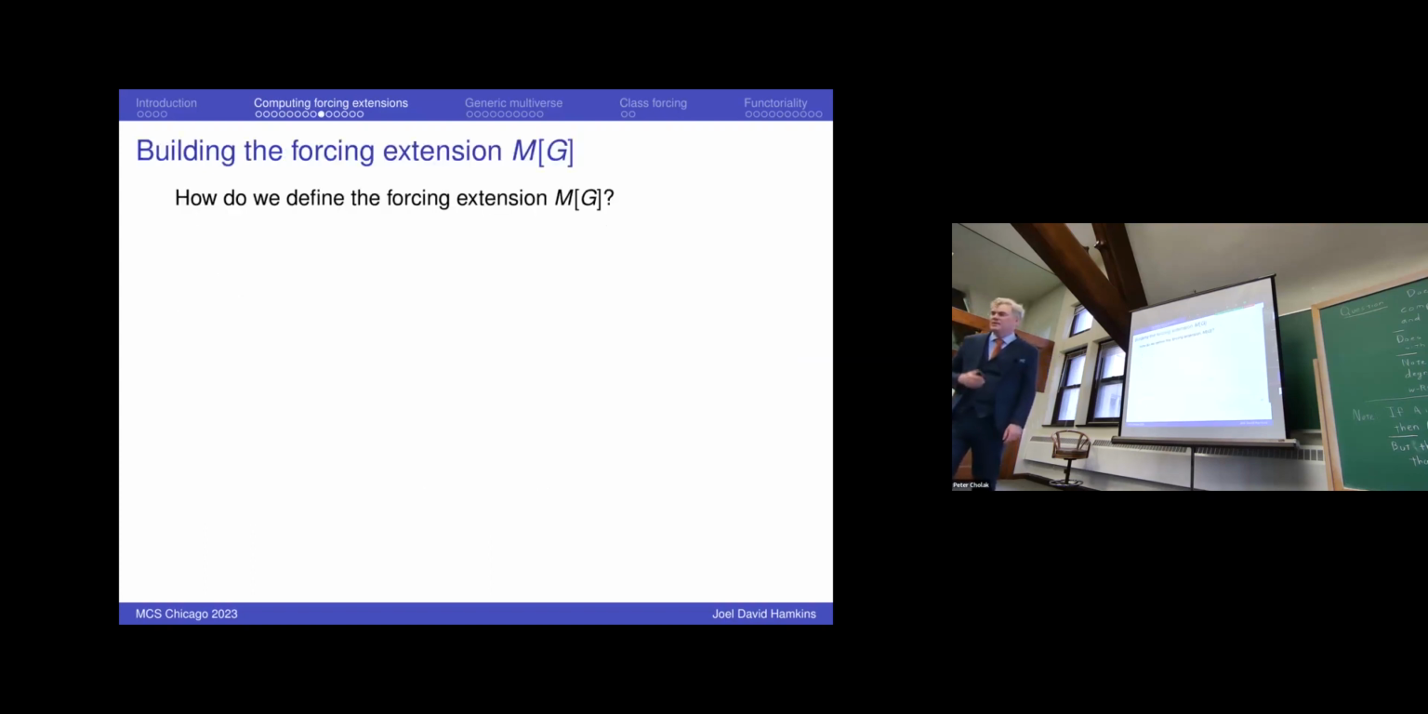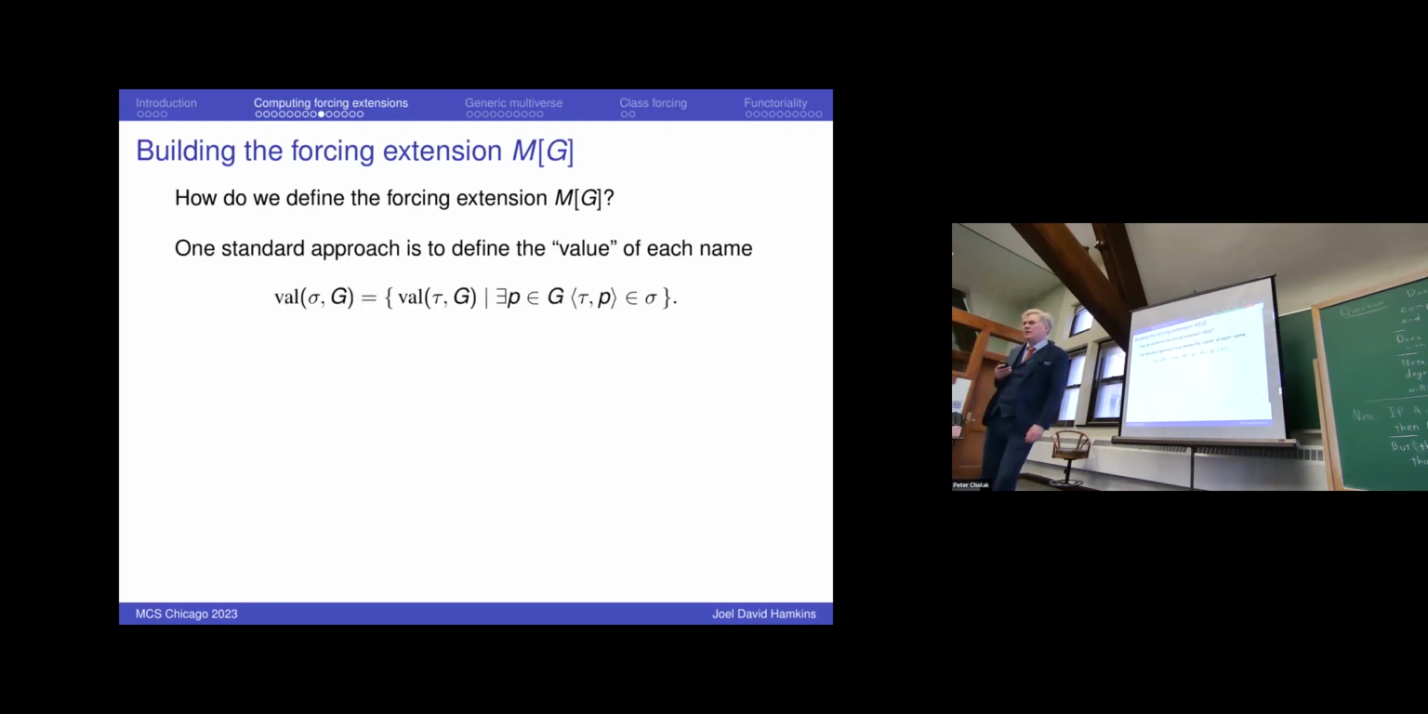Okay. So let's build the forcing extension. How do we do it? Well, a very common approach, the sort of traditional approach to building the forcing extension, is, first of all, you always start with a countable transitive model. It's a well-founded model. And then you define this value function. So the value of a name by a filter is just the set of the values of the names that meet the winning condition, that they got in with a credence that's in the generic filter. So if tau comma p is an element of sigma and p made it into the generic filter, then I want to put the value of tau into the value of sigma.